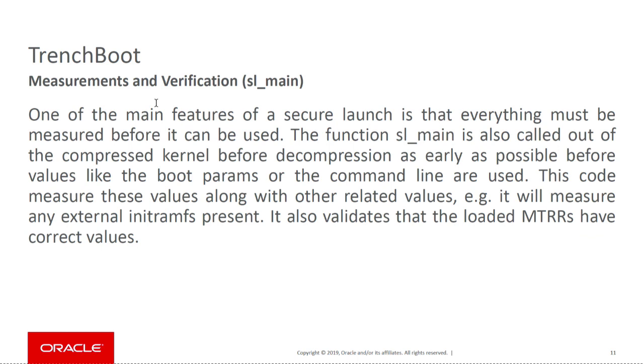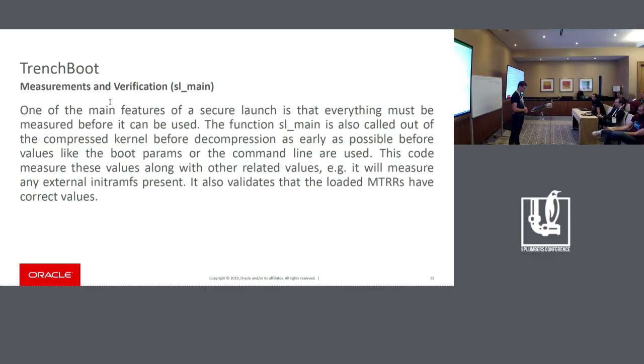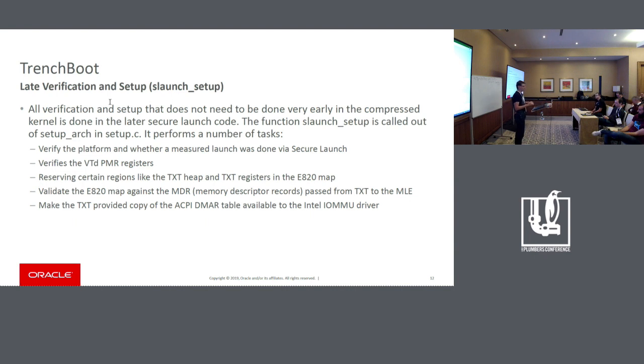And after SL stub, the control is passed to the SL main function. It is called from the compressed kernel. And the main idea of secure launch is that everything which is executed has to be measured. So this part of code takes all boot params, command line arguments. Also, it can take initramfs, measures them into relevant PCRs, and also validates TXT memory regions. After that, control is passed to the secure launch setup.